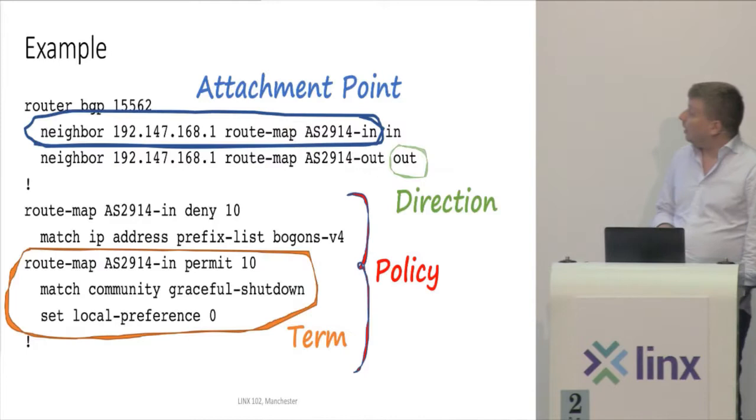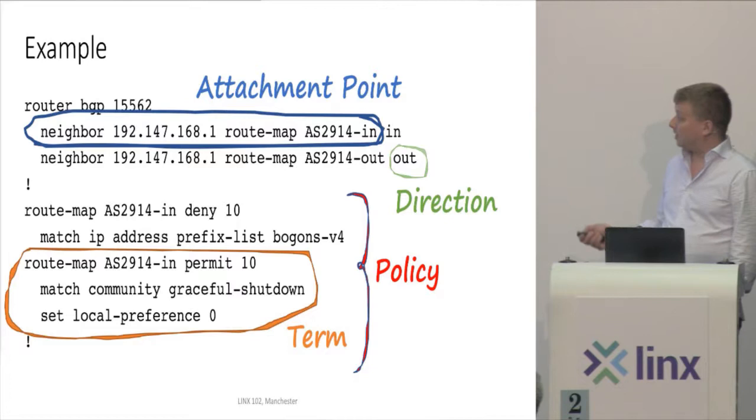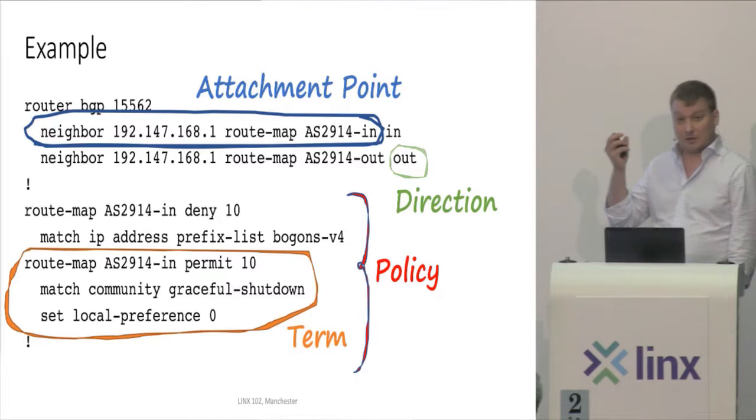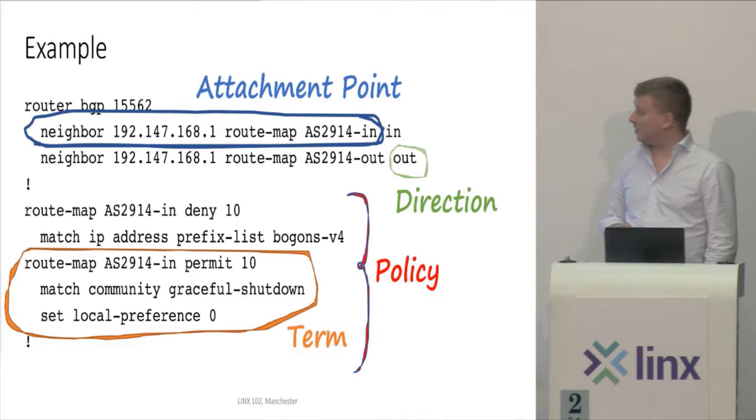If we take an IOS example, or Brocade, or whatever the flavor of the day is, the attachment point is where you associate a given routing policy with a given BGP neighbor. The direction is where you specify whether this applies for what you receive from this neighbor or what you're sending towards the neighbor. Then policy is the totality of all the separate terms. On Junos, for instance, this part actually is called a term, and the policy is called a policy statement. So these are useful words when you're discussing the design of routing policies.